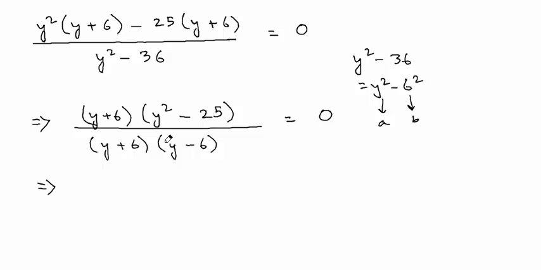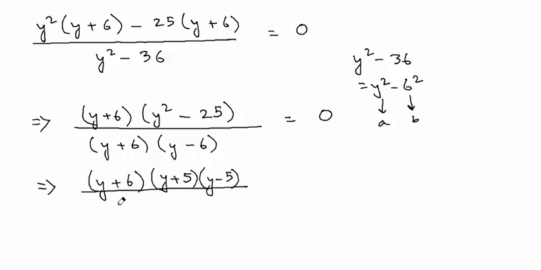And then if you look at this part in the numerator, y squared minus 25, that again falls under that same category of a squared minus b squared. Therefore, we are going to go ahead and rewrite this as y plus 5, that's a plus b, b in this case is 5, 5 squared is 25, times y minus 5, over y plus 6 times y minus 6.